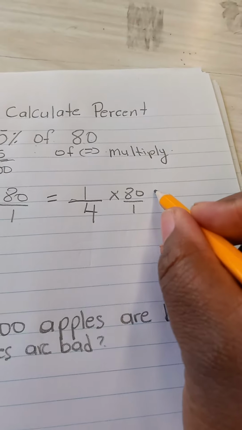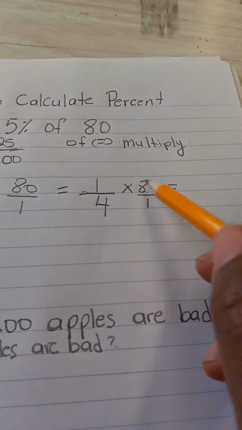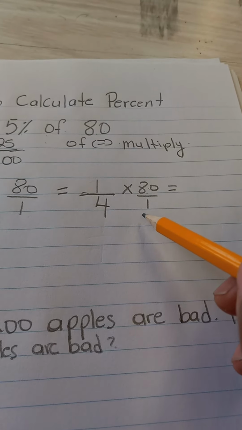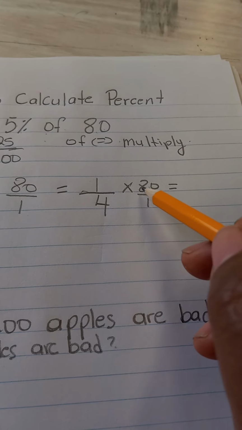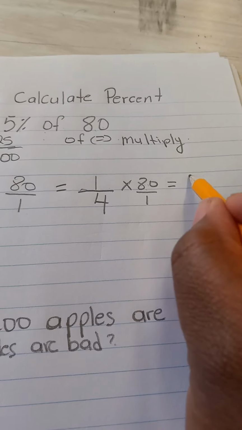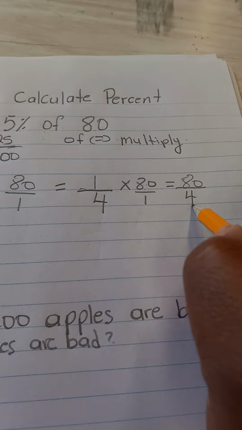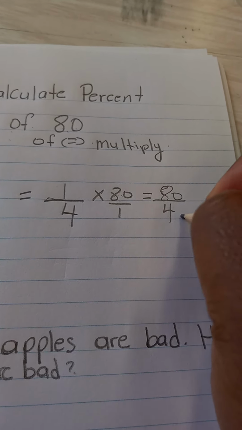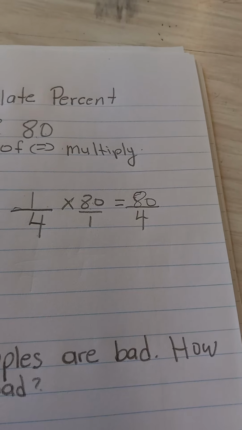Okay, for this, I am going to do this horizontally, mainly because some children, when they see it like this, get confused and don't know how to simplify this. So I am going to do it for their sake. So 1 times 80 is 80, and 4 times 1 is 4. Okay, so now we have 80 over 4. So we could go ahead and simplify this.